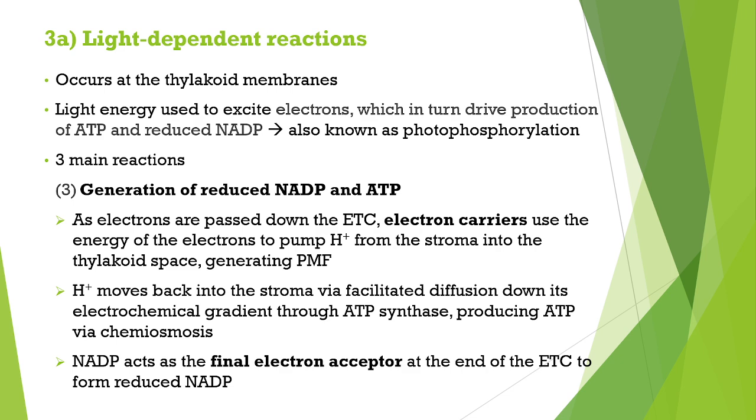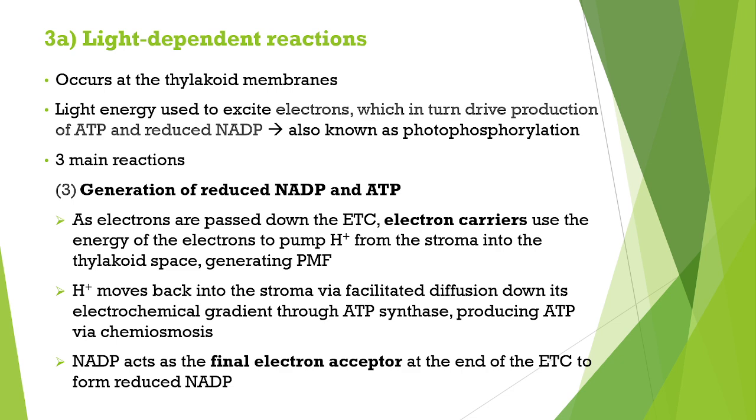So that's facilitated diffusion. And as the H+ moves through the ATP synthase, the ATP synthase then uses the energy from the movement of the H+ to produce ATP from ADP, adding ADP together with inorganic phosphate, Pi, to form ATP. So this is known as chemiosmosis.